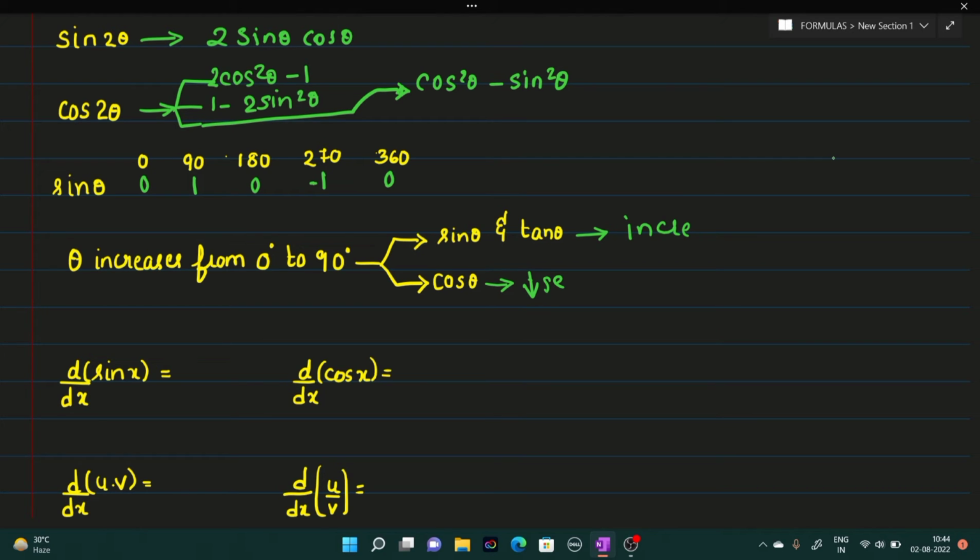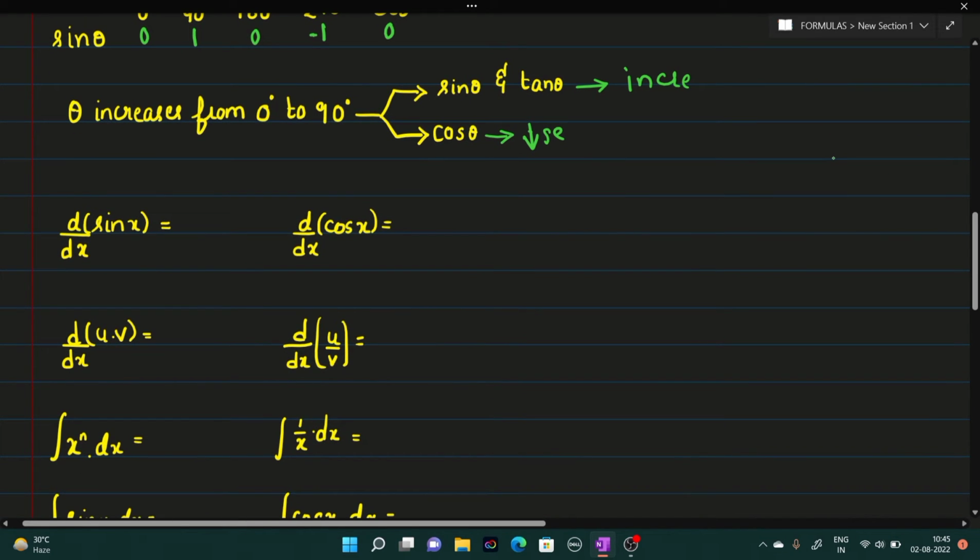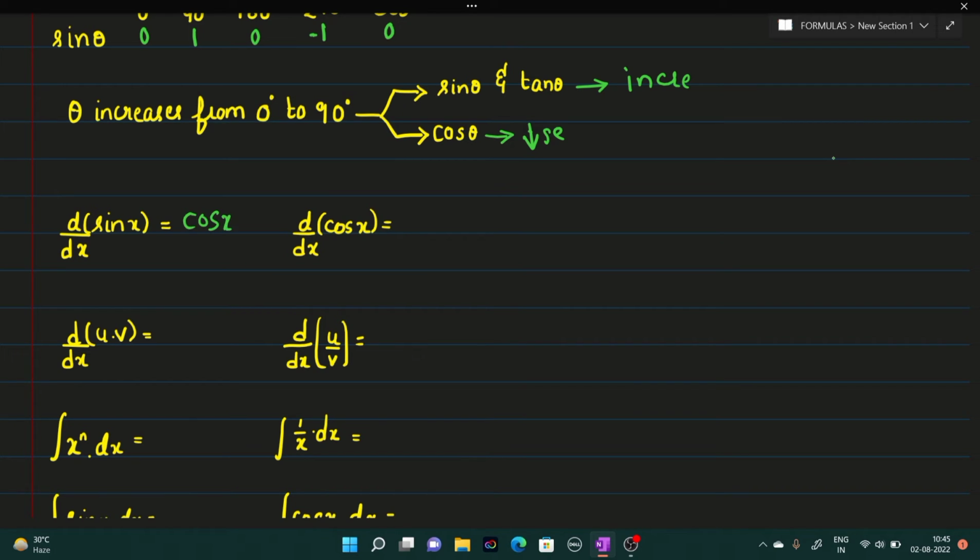This question also came in the previous year's NEET paper, on whether the cos theta value is going to increase or not. Next are the values of differentiation. These are used directly, so it is better that we learn them. The differentiation of sin x is cos x. The differentiation of cos x is minus sin x.